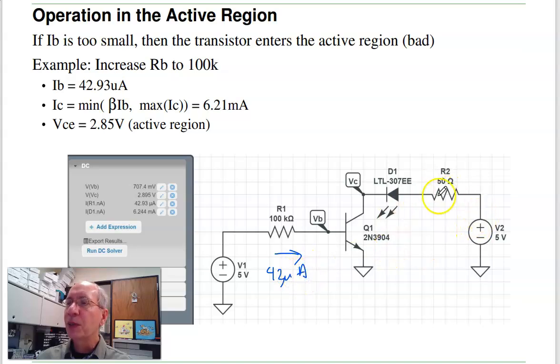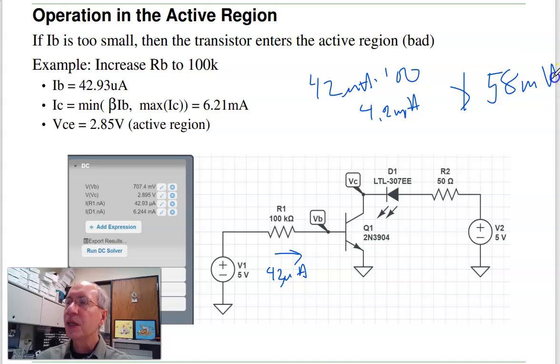I'm trying to force 58 milliamps through it. What I have is 42 microamps times beta. That is 4.2 milliamps. That is not greater than 58 milliamps, so it is not saturated. It's actually active. In that case, IC is beta times IB.